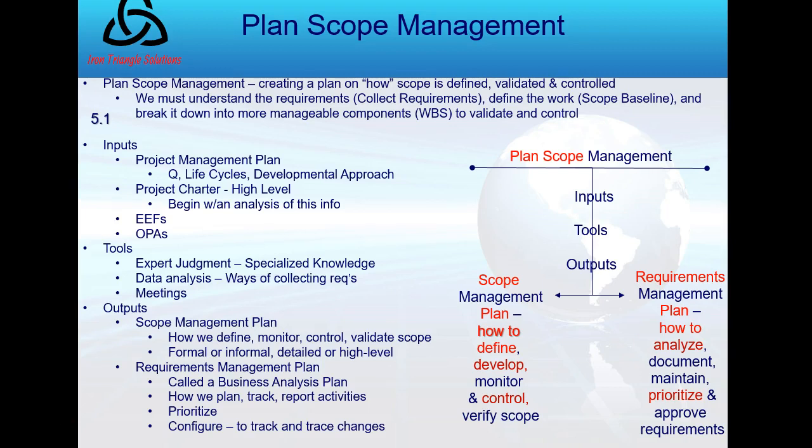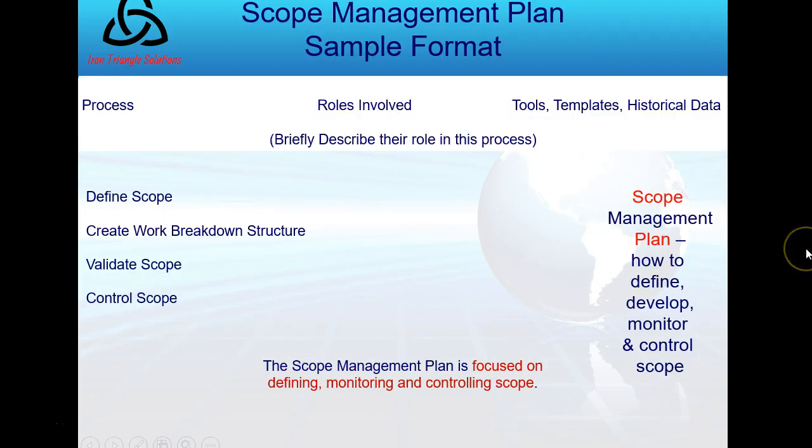The charter is an expected input because the high-level scope, the high-level project description, and success criteria were listed in that charter. Also the project plan, including a description of the life cycles and the development approach. Are we going to do this project according to waterfall or predictive project management, which is much more detailed planning up front, or are we going to do it according to a more agile approach? And then, of course, EEFs and OPAs.